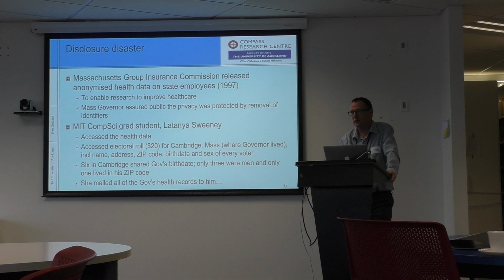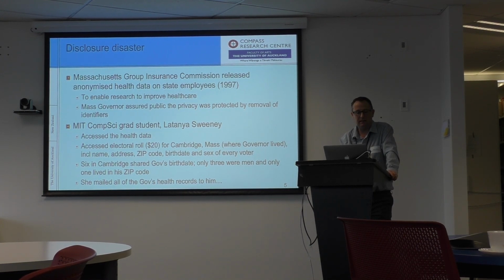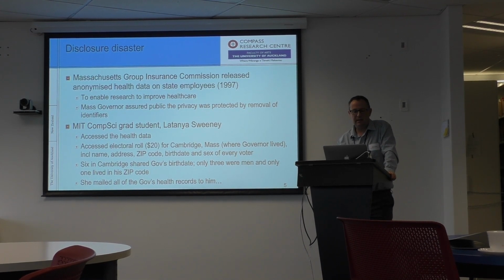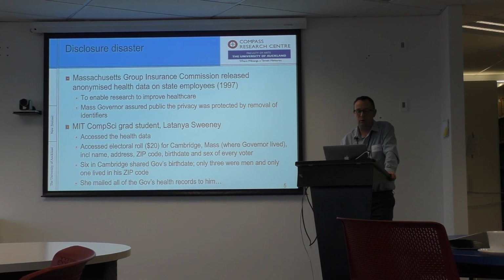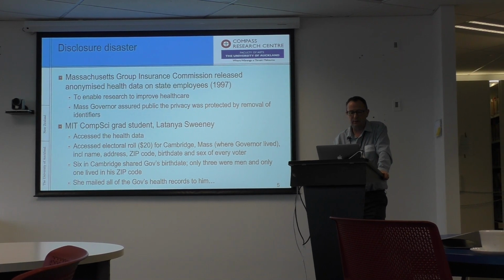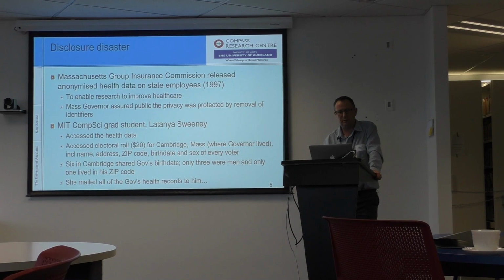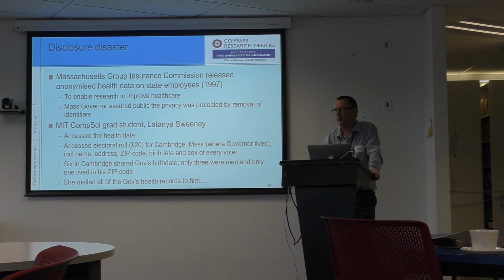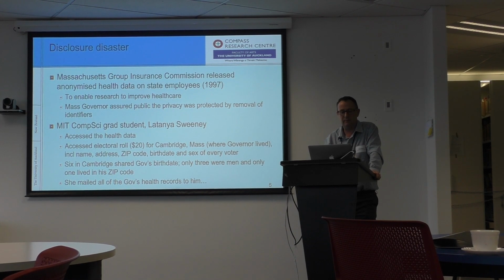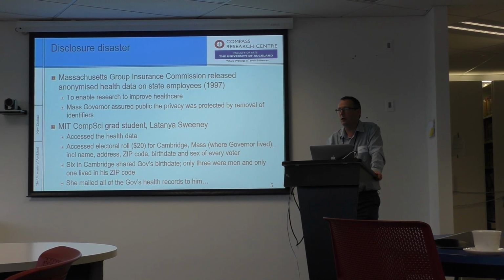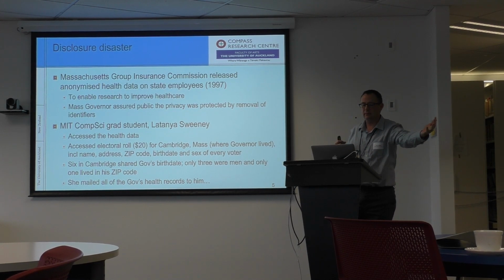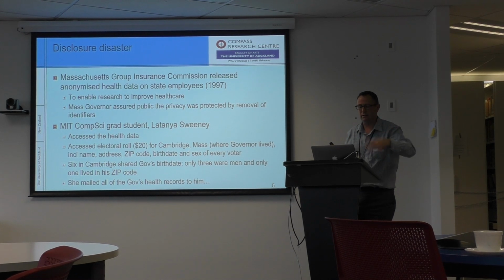Latanya Sweeney, who was a computer science PhD student at MIT at the time, thought this isn't the case. She knows because of what she was doing in computer science. She accessed the health data. She went and bought the electoral roll for $20 for Cambridge, Massachusetts, which is where the governor lived. And that included, which is more than you get in the New Zealand electoral roll actually, name, address, zip code, birth date, and sex of every voter in that particular city. There were 6 in Cambridge who shared the governor's birth date. Only 3 were men, and only 1 lived in his zip code. So by paying $20 and combining that with the data the Massachusetts Group Insurance Commission had released, she was able to identify the governor.